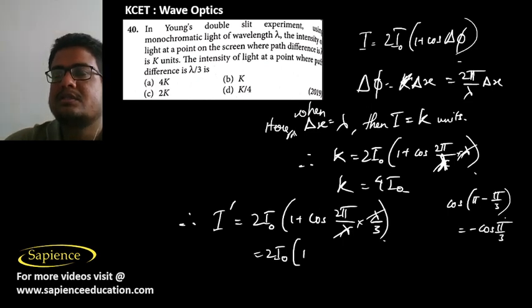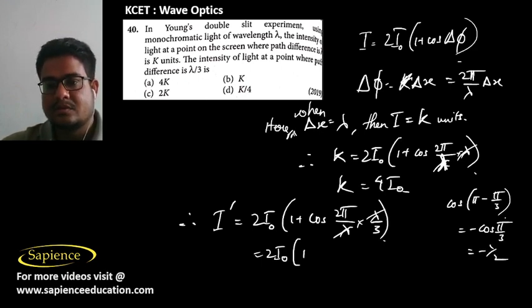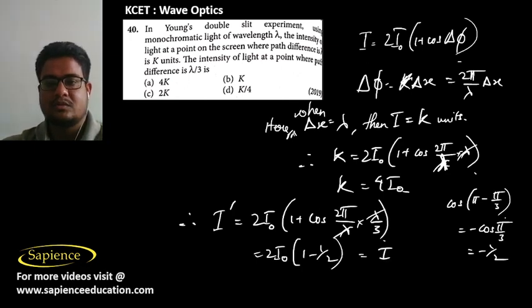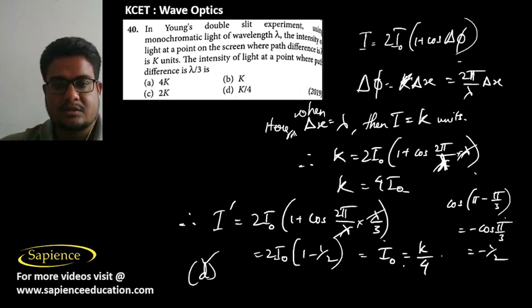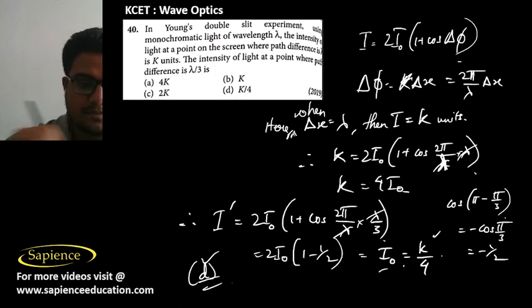Since it is in the second quadrant, where cos has a negative value, this is minus half. 1 minus half, so this is 1 by 2. So this is equal to I naught, which is equal to k by 4. Option D is the correct answer. So the intensity of light at that point where path difference is lambda by 3 is k by 4.